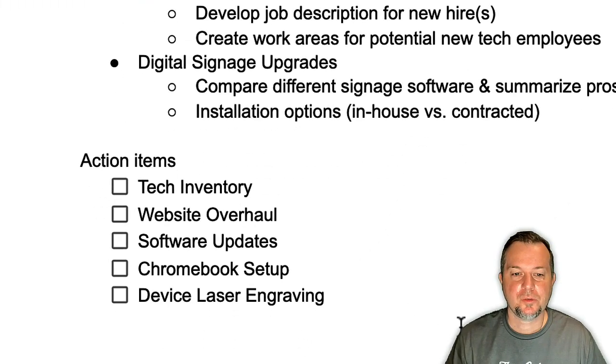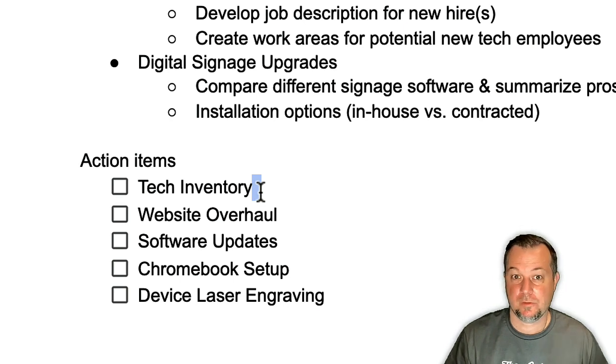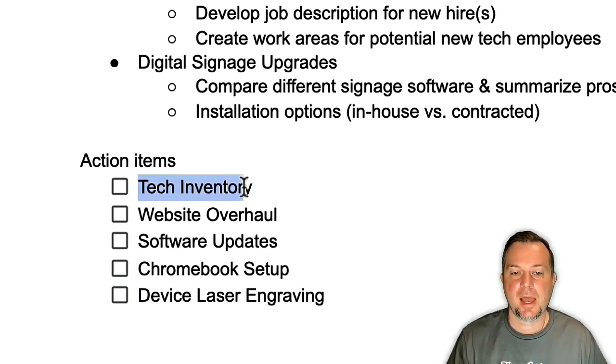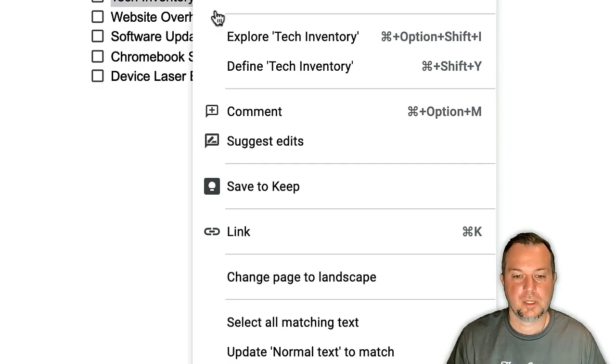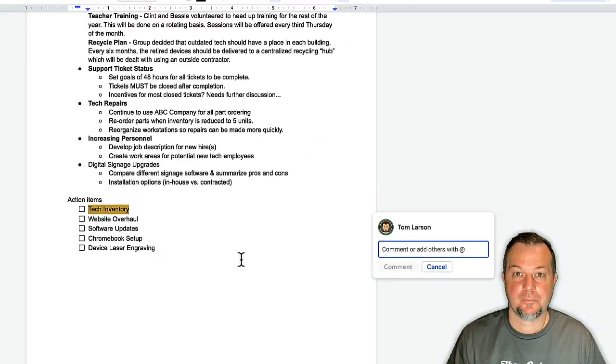So if we scroll down here, you'll see that I have several of them, five to be exact, five action items, and I want to assign each of these to an individual. So the way we do that is to go ahead and select the action items, and then we're going to right click or control click and then choose comment.